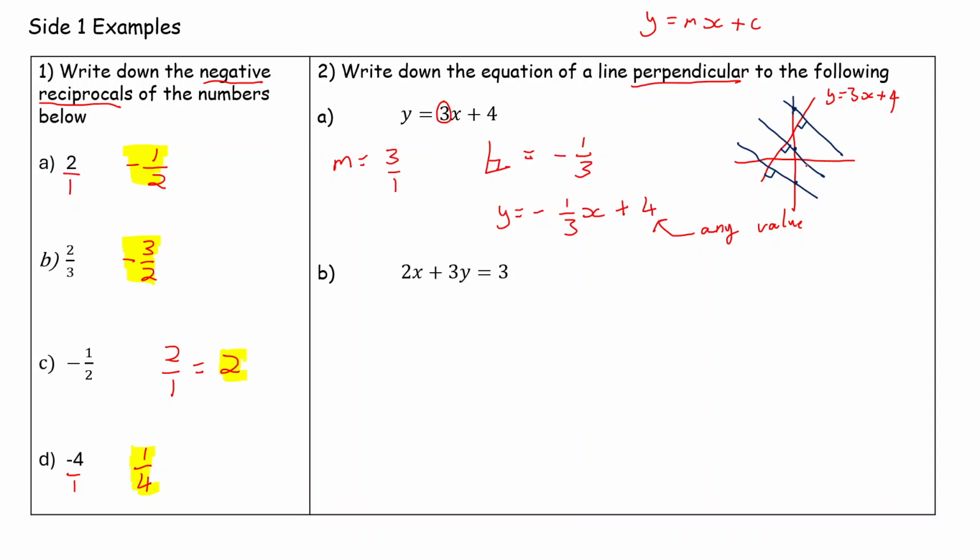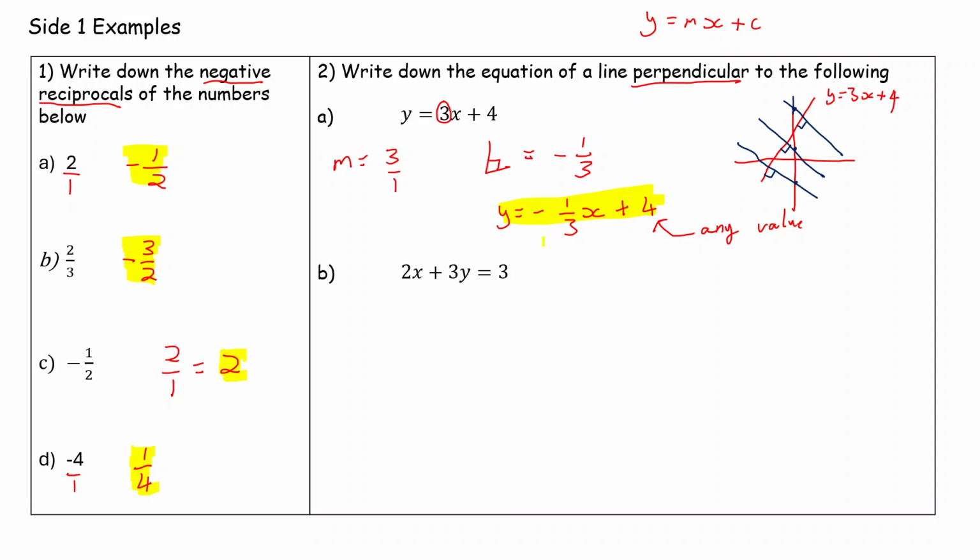Hopefully that made a bit of sense there. As long as the gradient is perpendicular, c can be anything. That is absolutely fine. So that there is the answer I've gone for. But as long as the gradient bit is minus a third x, or minus a third, that is what you need there.